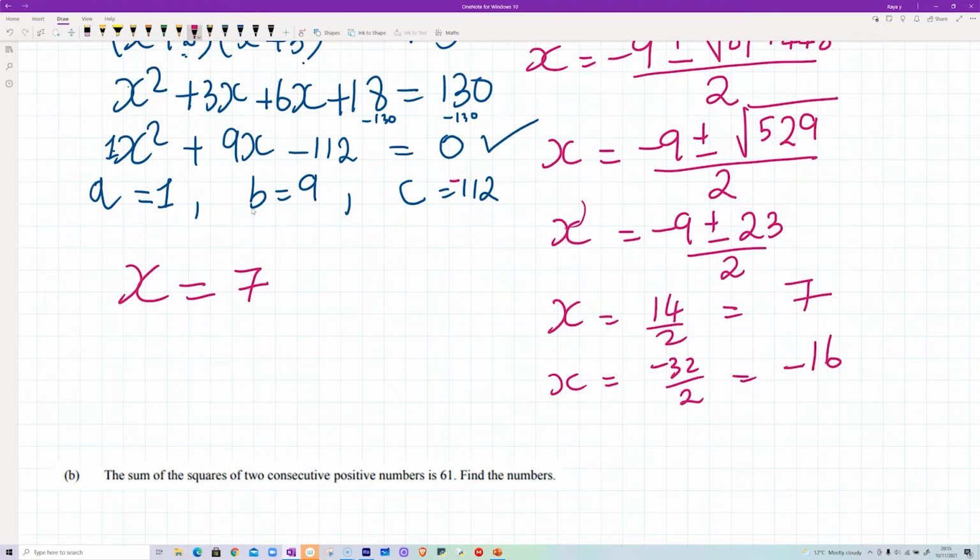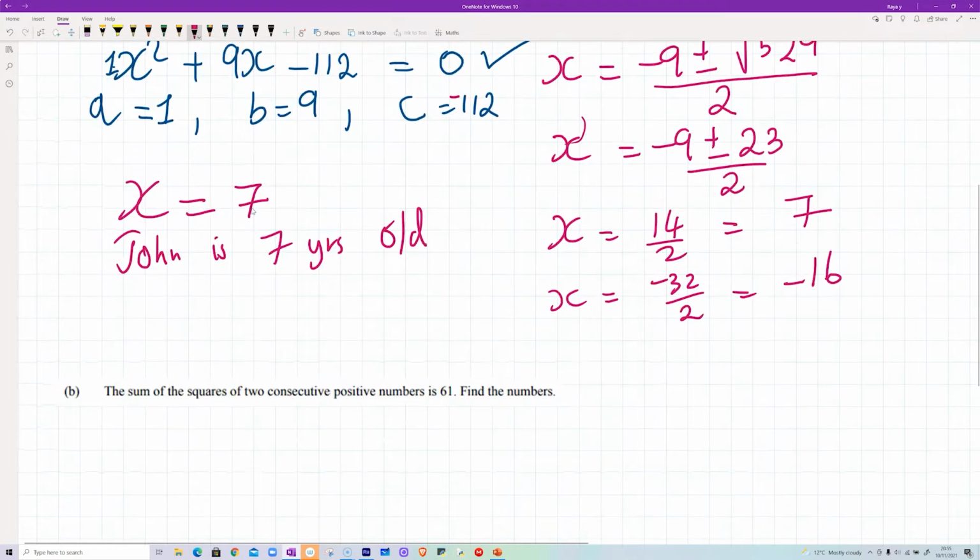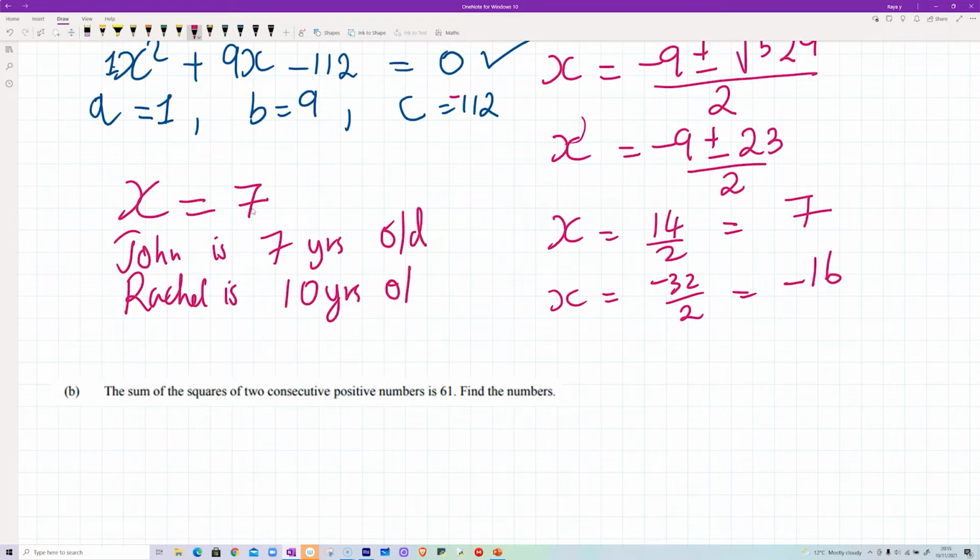So now you can say that John is 7 years old and his sister Rachel is 7 plus 3, so Rachel is 10 years old. Right, so that part is completed.